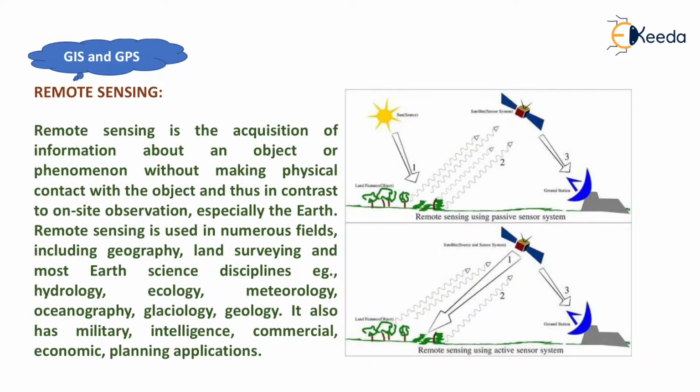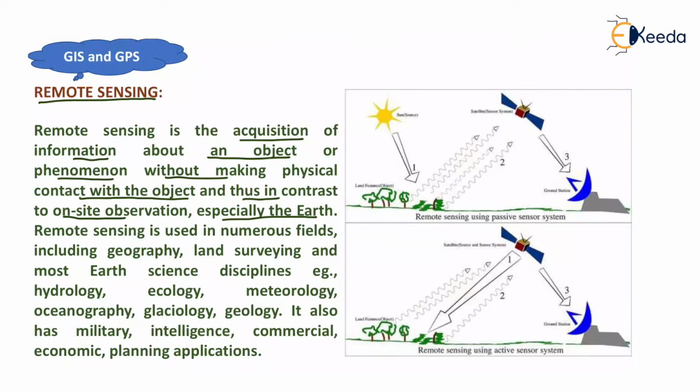Now the next topic is the remote sensing. Now what do you mean by remote sensing? Remote sensing is the acquisition of information about an object or phenomena without making physical contact with the object, and thus in contrast to on-site observation, especially the earth. It means that if we want to determine the information about any particular object without coming in physical contact with that object, then we have to use the remote sensing system.